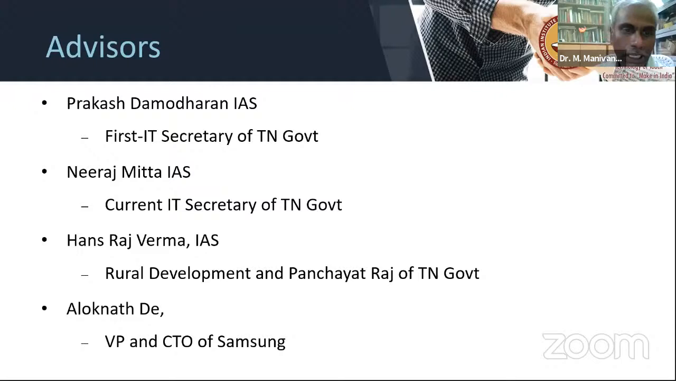Again, since one of the objectives of our center is to take the latest technology to the bottom of the pyramid, or the rural side of it, Dr. Hansraj Verma will be advising us on how to take the technology to have the maximum social impact. And then finally, Dr. Aloknath Bey, he is the Vice President and CTO of Samsung. He will be advising us on how to interface with industries.